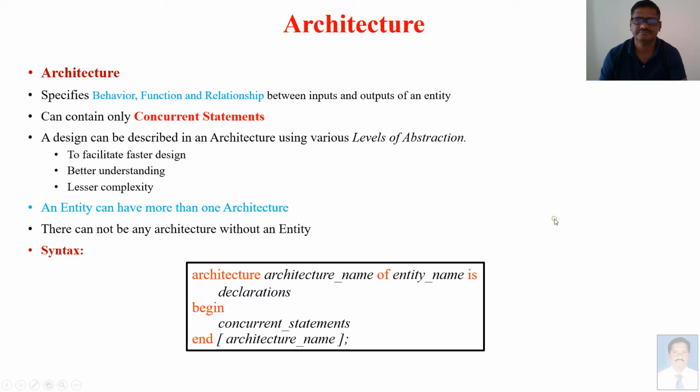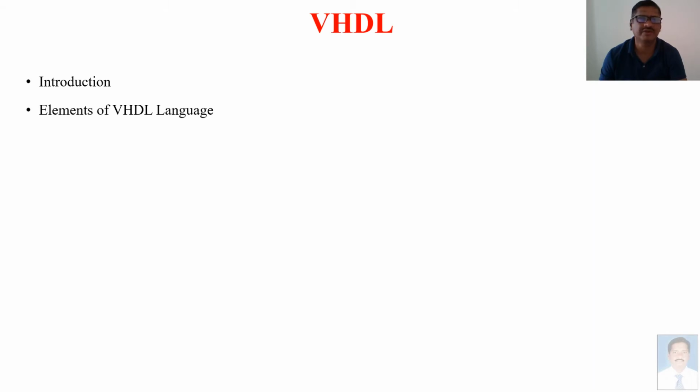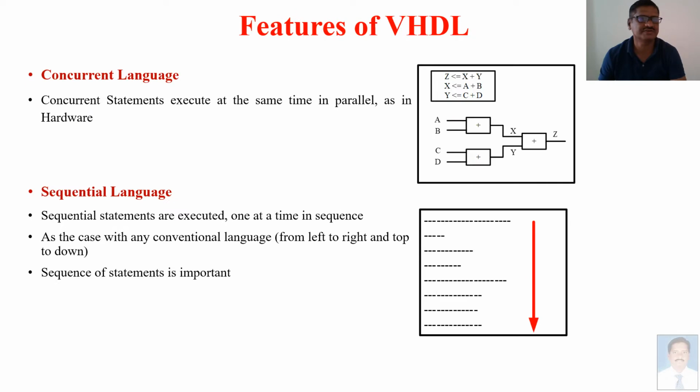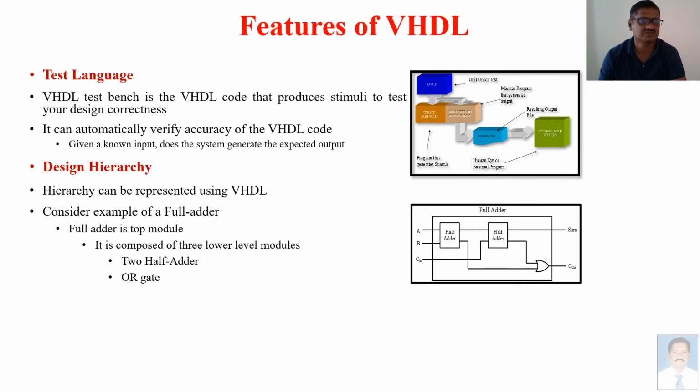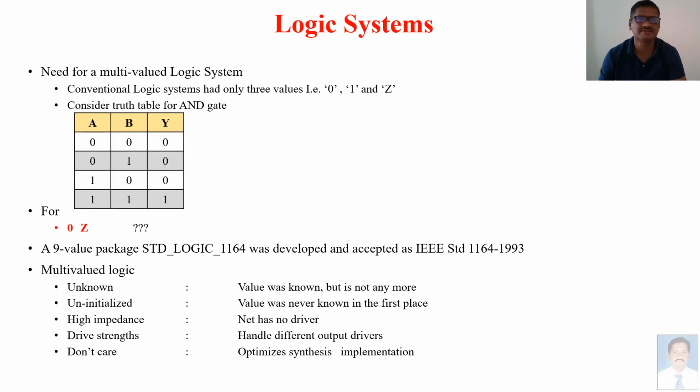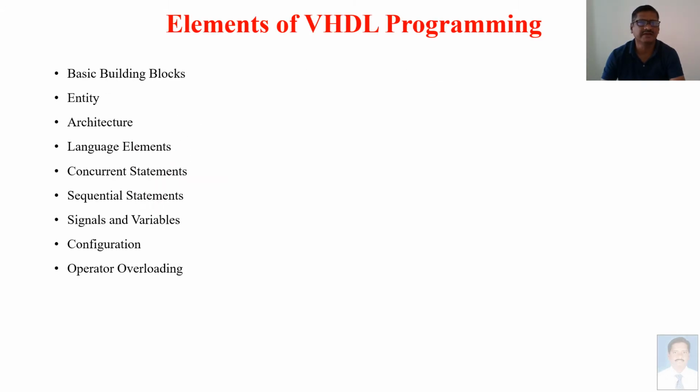Before going into the details of the architectures, I will discuss what we covered in the previous lecture. In the last lecture, we discussed the introduction, then the elements of the VHDL language: features of VHDL, concurrent language, sequential language, timing specification, simulation language, test language, design hierarchy, design libraries, its logic systems, then the non-valued logic system, and then the elements of VHDL programming, that is, the basic building blocks. We also discussed the entity, and today we will discuss the architectures.